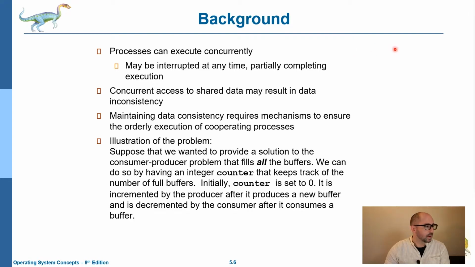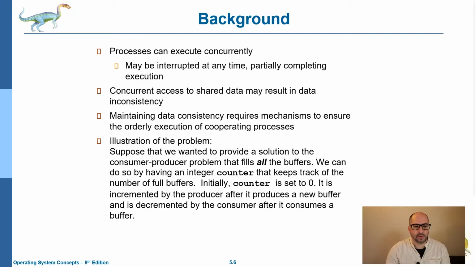So our background. Processes or threads can execute concurrently. They may be interrupted at any time, and that would delay the completion of their execution. When processes are executing concurrently and sharing data, then that view may be inconsistent. So let's say that we had copied a global variable into a function. The global variable may be updated by another process or thread, thus invalidating the copy that we have locally. So we want to maintain consistent copies of data across processes if we want to work on it concurrently.